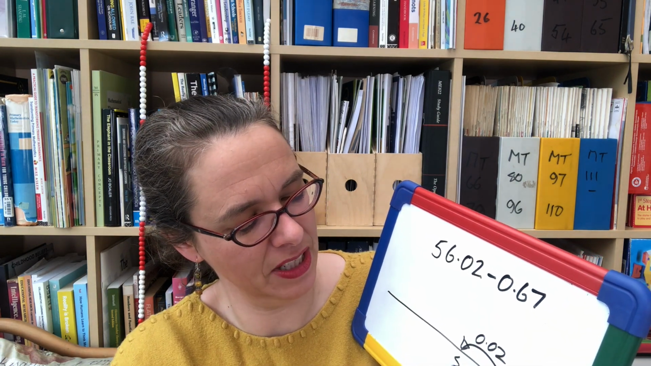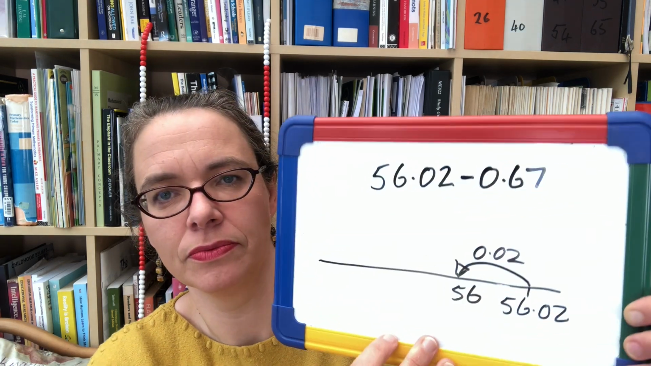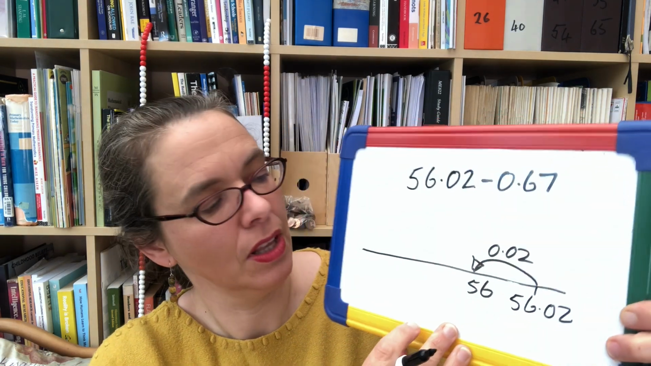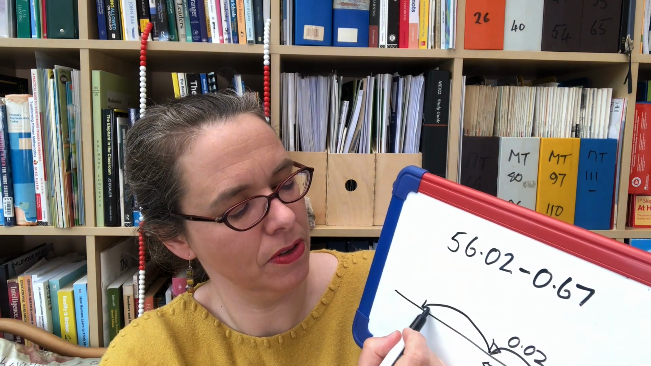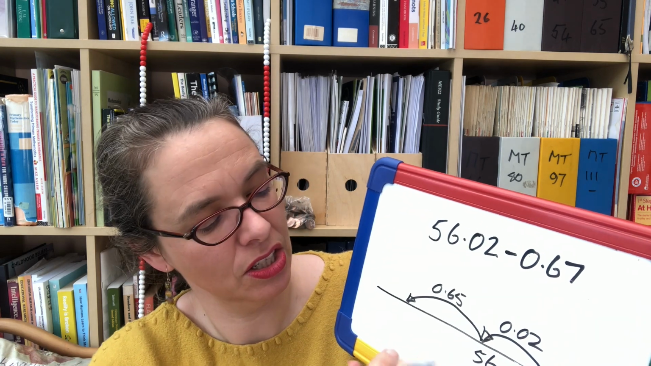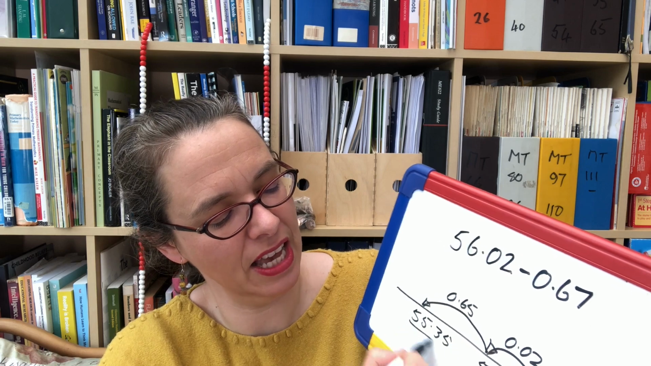And we are subtracting 0.02 to get to 56. And then we're saying we've got 0.65 left to subtract, which takes us to 55.35, which is our answer.